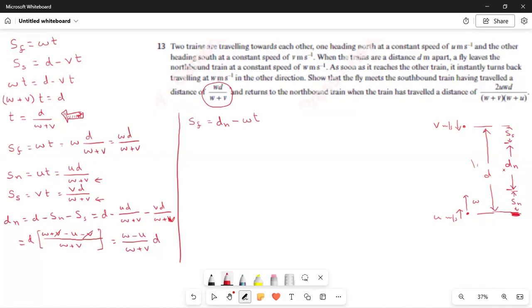So this would be equal to Dn, we know it is (W minus U) over (W plus V) into D, minus WT, right? So this is the distance. If I picture the new scenario, I would need some room. So let me clean some space here.